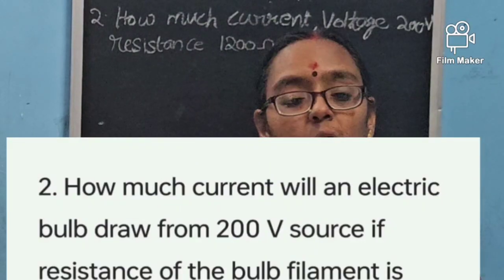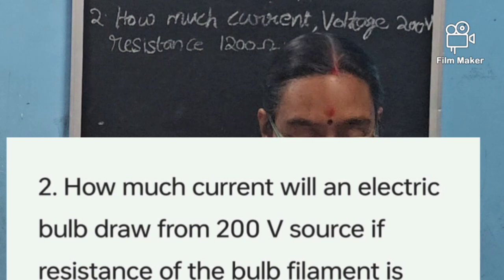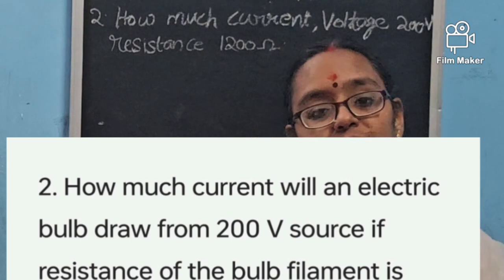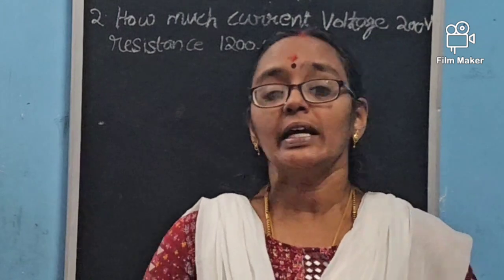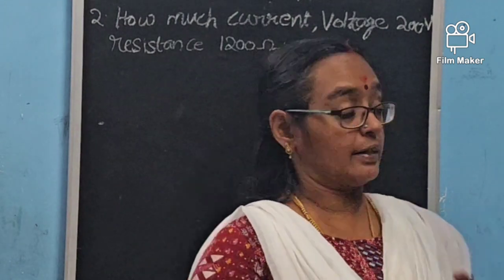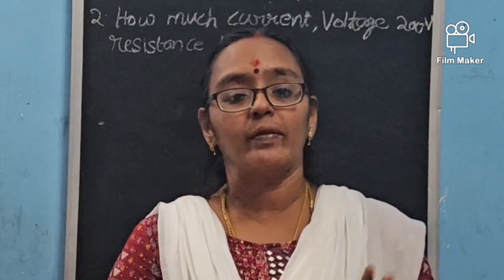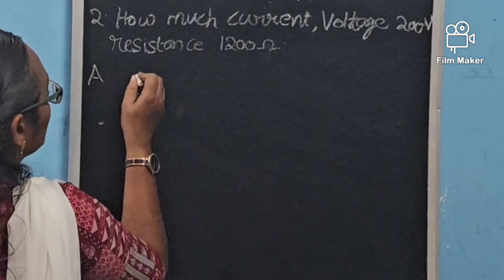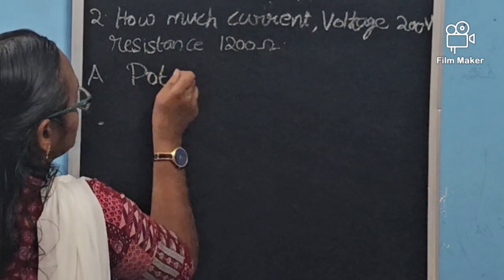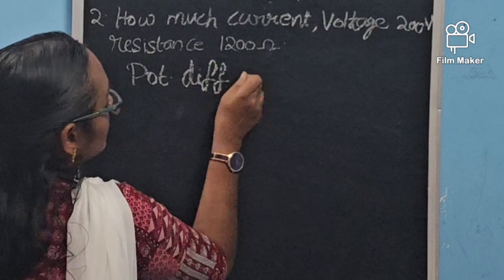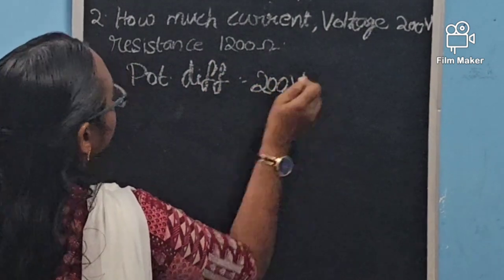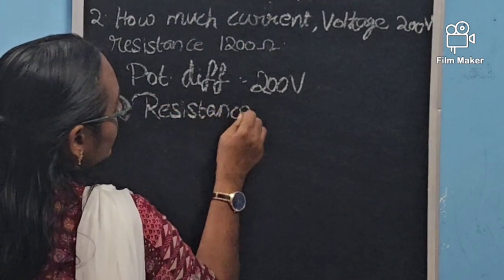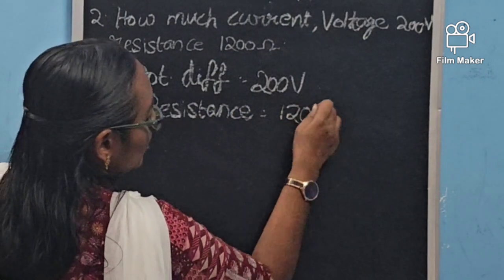Second question is this. How much current will an electric bulb draw from a 200 volt source if the resistance of the bulb filament is 1200 ohm? Here what things have been given? They are asking about the current. How can we solve it? Here what all things have been given, we have to write initially. What is given? Voltage, potential difference is 200 volt. Resistance also is given. It's equal to 1200 ohm.